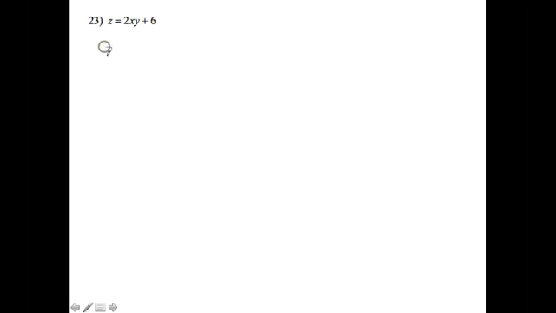I want to get x by itself, so I'm going to start by subtracting 6 from both sides. So I get z minus 6 is equal to 2xy. Okay, now, connected to the x is the 2 and the y. They're both being multiplied. I could do it in 2 steps. I'm going to do it in 1. I'm going to undo both of those multiplications by dividing by both of them. So z minus 6 over 2y is equal to x. And that's your answer.